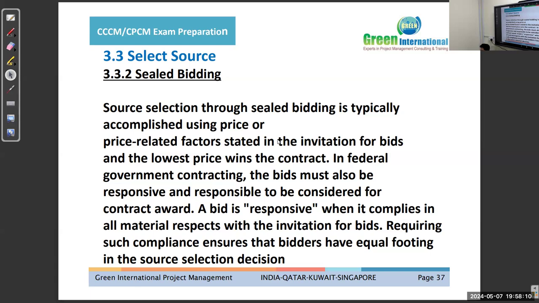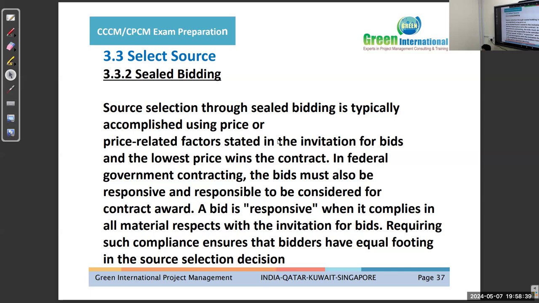Next part is 3.3.2, sealed bidding. Sealed bidding, as all of us know, means that one tender or one request for proposal will be opened publicly on a website or on a public board. So with that, proposals will be requested in sealed condition.